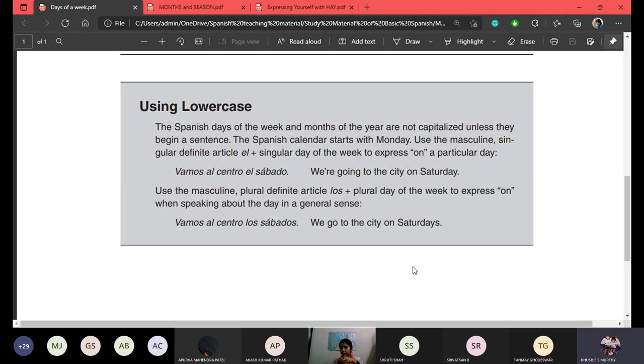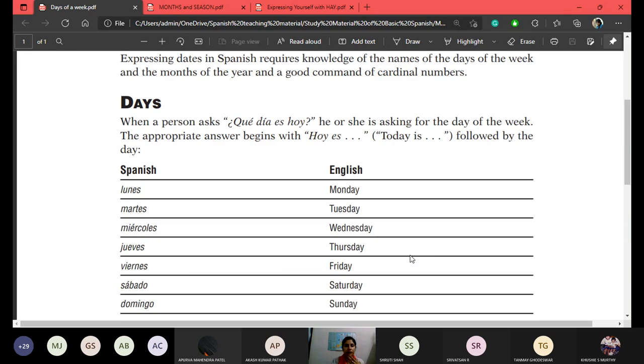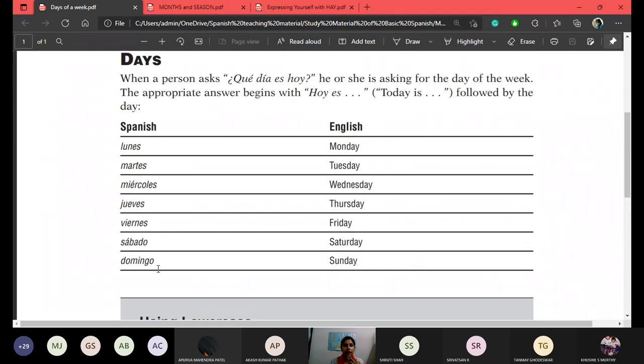Ma'am, what is the plural for Mondays in Spanish? Yeah, that's a good question, actually. If you go for plural with sábado, domingo, you will add s: sábados, domingos. For lunes, martes, miércoles, jueves, viernes, you keep it like that only: los lunes, los martes, los miércoles, los jueves, los viernes, ¿vale? Los sábados, los domingos, ¿vale? You do not change lunes, martes, miércoles, jueves, viernes. You do not put es again, okay? Is it fine?